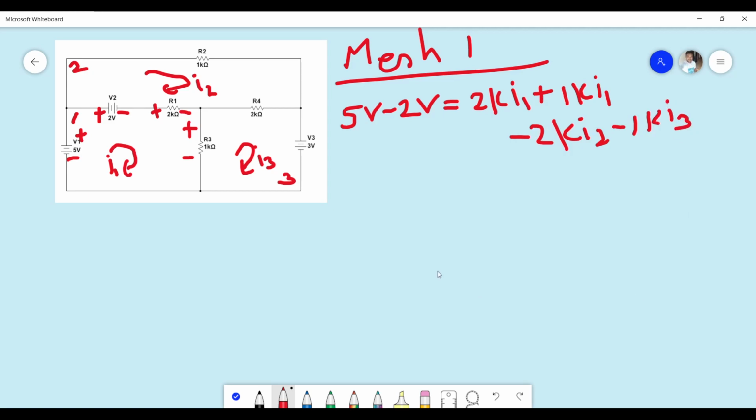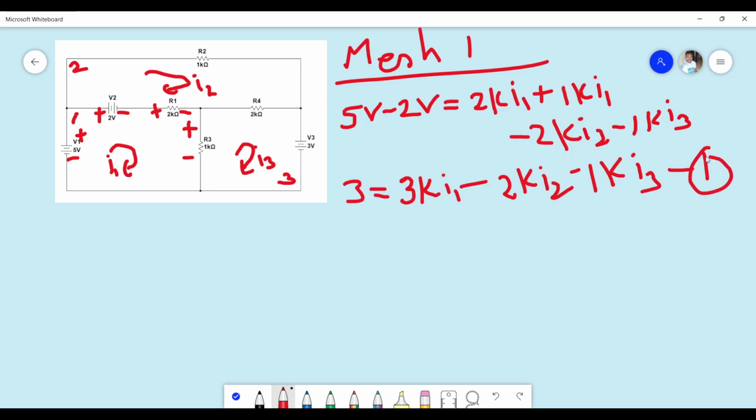So rearranging and rewriting the equation, we can write 3 is equal to 2 plus 1, 3k I1 minus 2k I2 minus 1k I3. So this equation governs mesh 1.